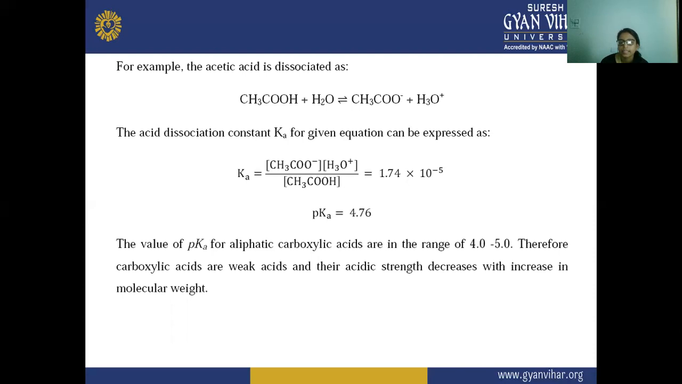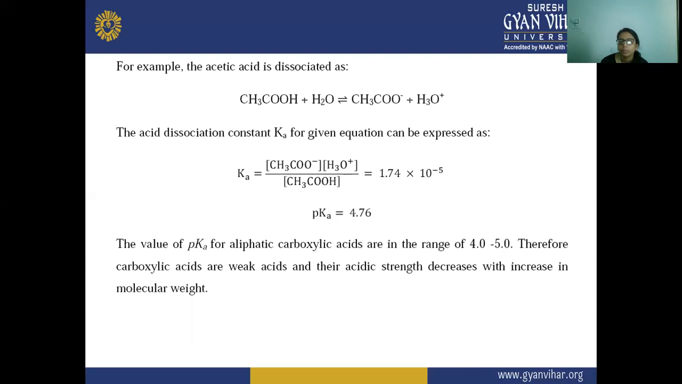So acetic acid, which is an aliphatic carboxylic acid, is dissociated into acetate ion and hydronium ion in the presence of water, and the acid dissociation constant, that is your Ka, for a given equation can be expressed as Ka equals to acetate ion and hydronium ion upon acetic acid equals to 1.74 into 10 raised to power minus 5, and the pKa equals to 4.76.